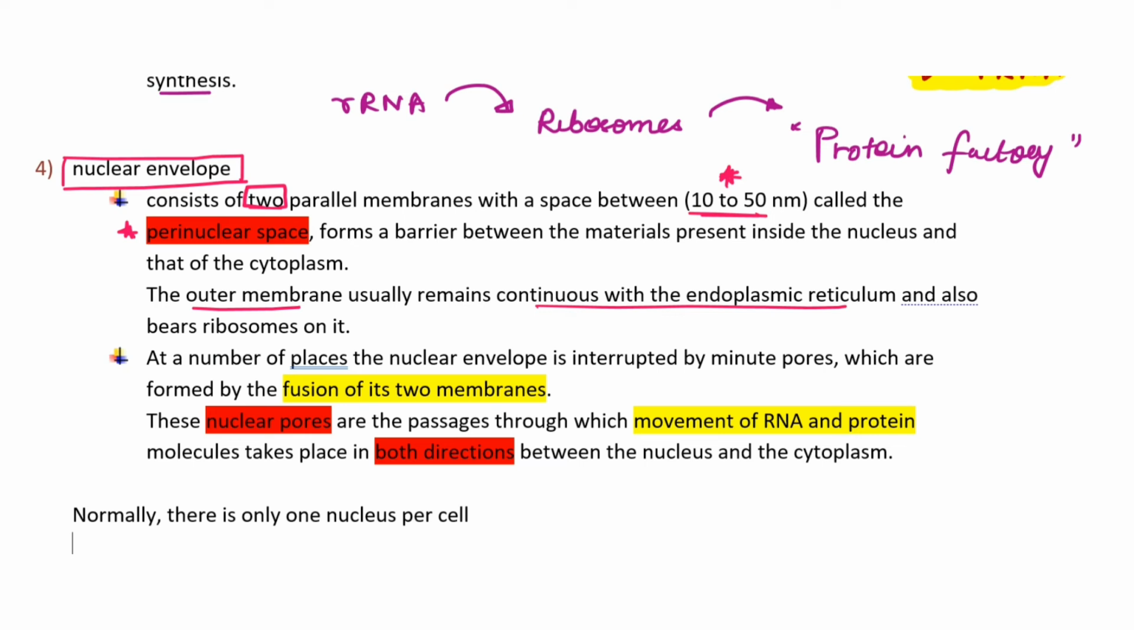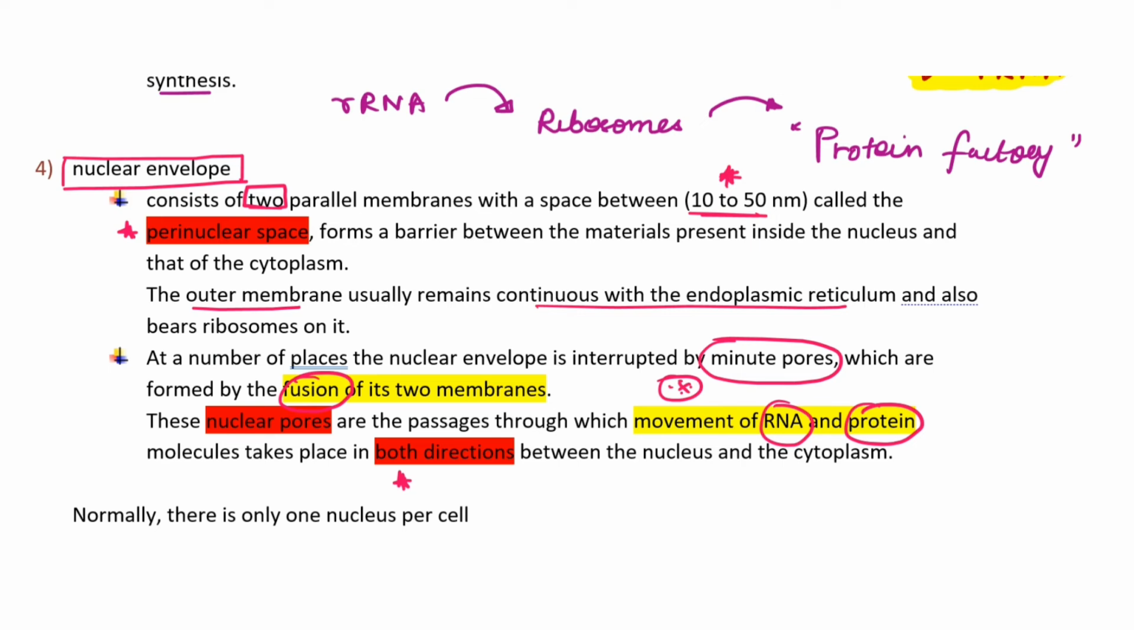And the outer membrane is continuous with the endoplasmic reticulum. I told you endoplasmic reticulum is an organelle which is present just in close association with the nucleus, and it has ribosomes on it. And in many places nuclear envelope is interrupted by very small minute pores. These pores are known as nuclear pores. So how are these nuclear pores formed? They are formed by the fusion of two membranes. So this space is not present. The two nuclear membranes fuse at certain points, and this results in a pore-like structure known as nuclear pore.